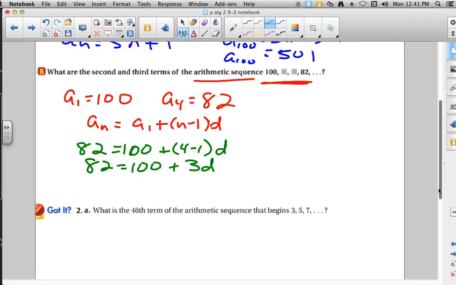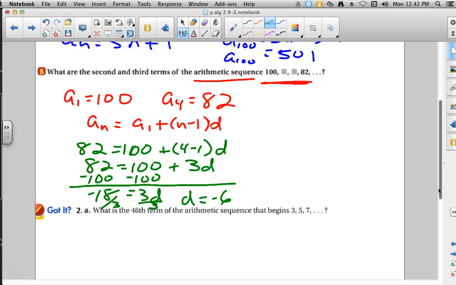And now this is just a 2-step algebra equation. You subtract 100 from both sides. What do you get if you take 82 minus 100? Minus 18. Divide it by 3. And D is negative 6.